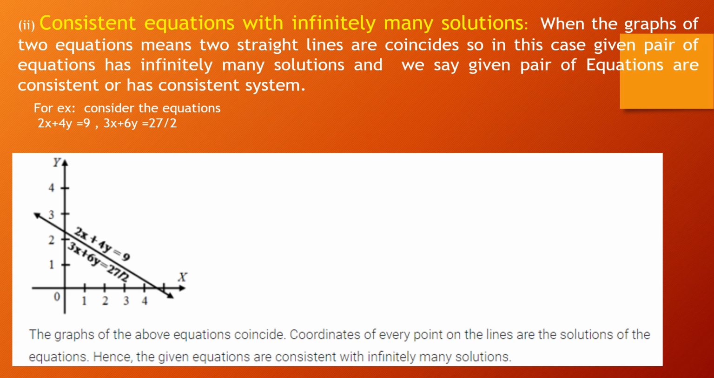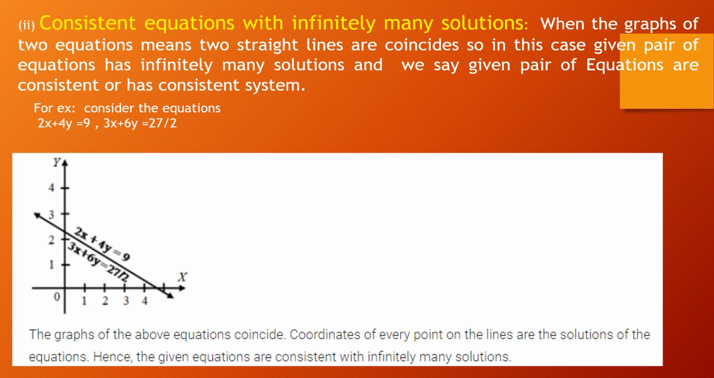When a given pair of equations has infinitely many solutions, we say the given pair of equations is consistent or has a consistent system. For clarification, we take the example 2x + 4y = 9 and 3x + 6y = 27/2. When we plot the graph of these two equations, we get a straight line.